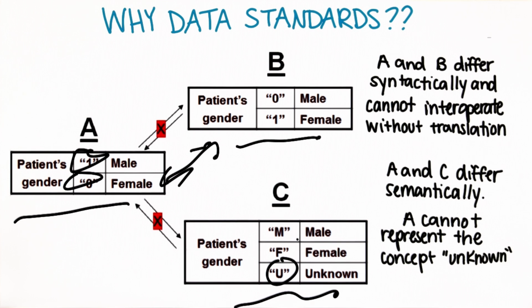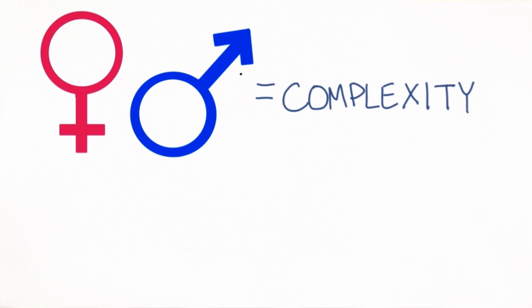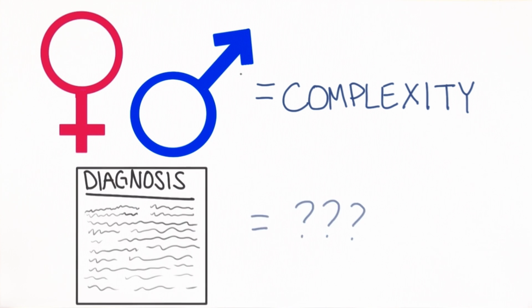to be made. If something as seemingly simple and obvious as gender can lead to this much complexity, imagine what happens with concepts such as a patient's diagnosis, which is inherently somewhat subjective and can have thousands of possible values. That's why we need data standards.